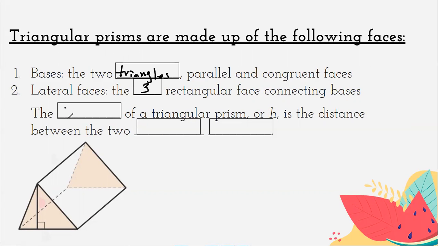Okay, and the last one here, the height of a triangular prism, or H, is the distance between the two what? The two triangular bases. Good. Triangular bases.